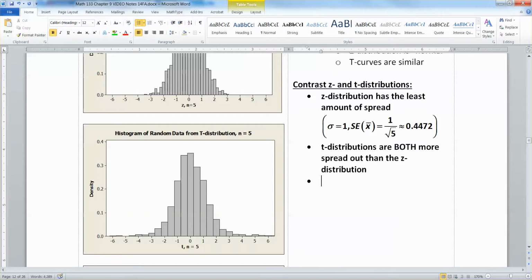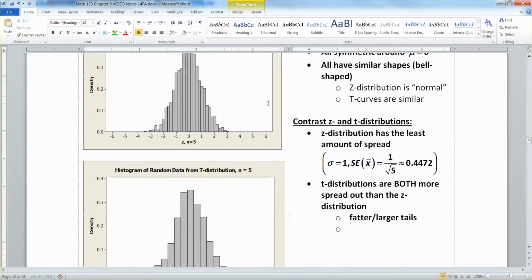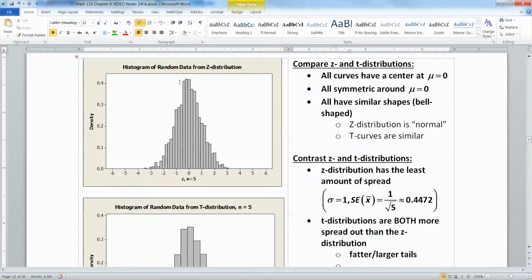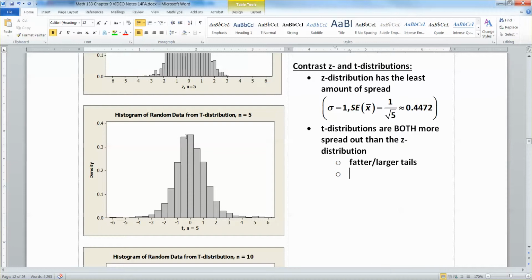Now, how can you spot that? They have fatter tails, right? Fatter, larger tails, right? That's the 5 and 6 business. How this curve right here has a 5 and a 6 there, and this Z curve doesn't have anybody at 5 and 6. And they also have a shorter peak. You can see this peak happens at about 0.42 or so. This one, look at that. It's not even up to 0.4. So it's going to have a shorter peak at the center.